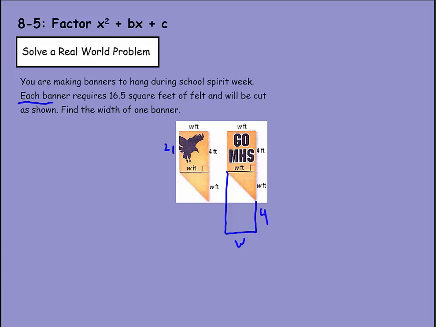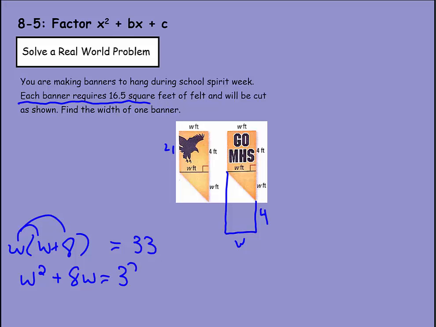Since each banner requires 16.5 square feet, if I multiply that by 2 because there's two banners, that would give me a total of 33 square feet. So that's my equal sign on this equation. Remember, whenever you find the area, you got to multiply one side times the other, the length times the width. So the length is W, and that would be times 4 plus 4 is 8, plus W, so W plus 8. So we have W times W plus 8 equaling 33. If I do distributive property, I would have W squared plus 8W equaling 33.